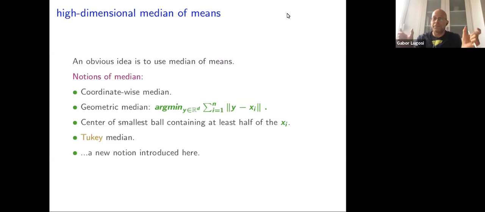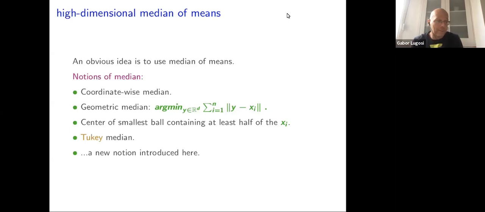So what does that mean? Remember, in median of means, we form blocks of the data, we compute the empirical mean within each block, and now these empirical means are vectors in our d-dimensional space, and now we take the median. But what's the median in R^d? Well, there are several notions. For example, you can take the coordinate-wise median, so along each coordinate we compute the median, and that gives us a vector. Another one is the so-called geometric median, where we minimize the sum of the Euclidean distances to the data points. The vector that minimizes this is called the geometric median.